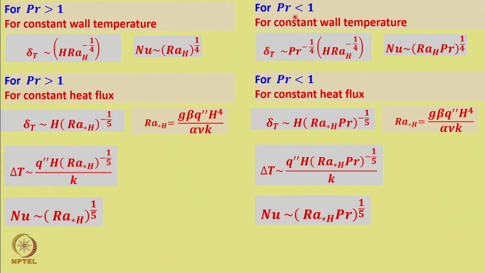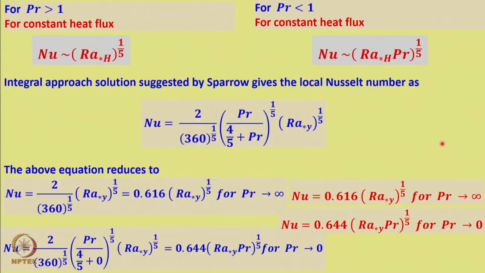Similarly, you can work out for Prandtl number less than 1. All that it means is, wherever 1 by 4 is there, it will be replaced by 1 by 5, with the Rayleigh number defined as g beta Q double dash H to the power of 4 by alpha nu K. Okay. So with this, now we take up this Nusselt number relation, and see whether this is correct or not, that is the question.